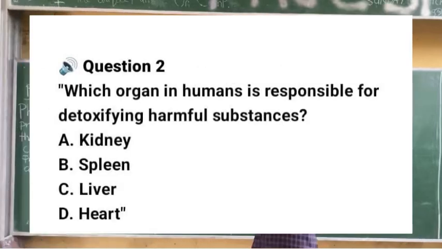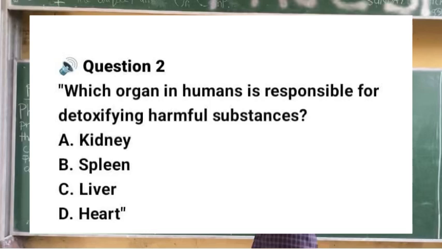Question 2 says, which organ in humans is responsible for detoxifying harmful substances? A, we have the kidney. B, we have the spleen. C, liver. And D, heart. The correct option here is what? The liver. I know some of you would like to pick option A, which is kidney, but the correct answer is option C, liver.